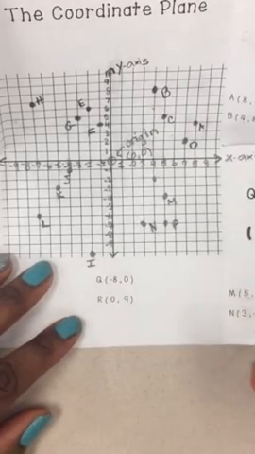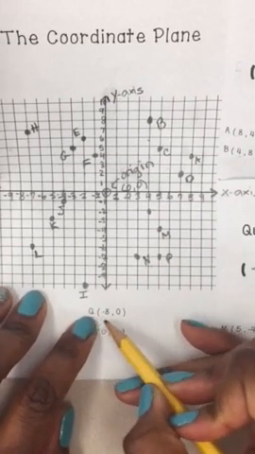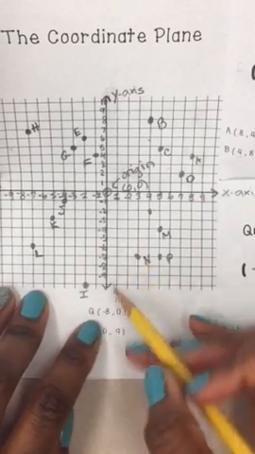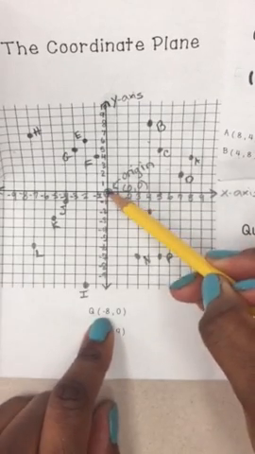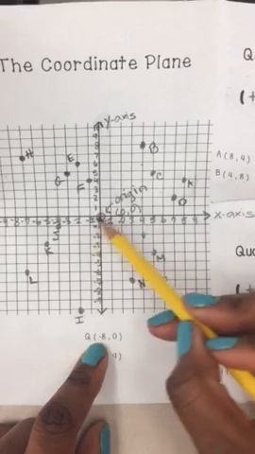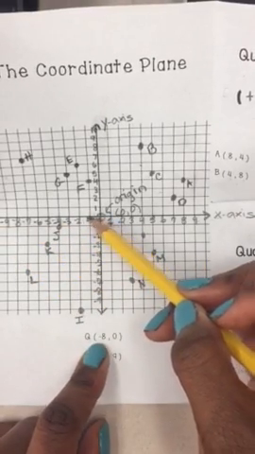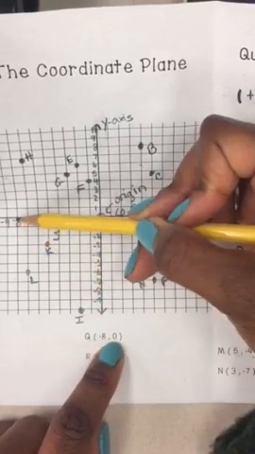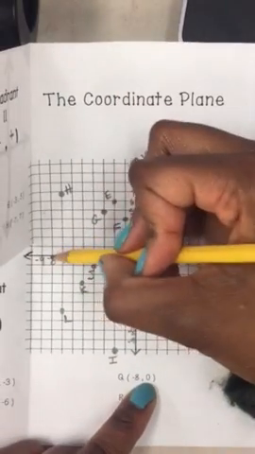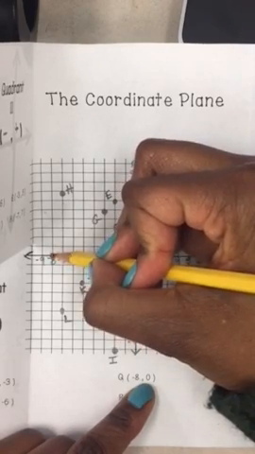And they're going to actually end up on one of our axes. So let's look at Q. -8, 0. So I start at the origin. -8 is my X value. If we're going horizontally, negative would be towards the left. So we're going to go over 8. Now the Y value is 0. 0 means you don't move. You just stay put. And that is where Q is.